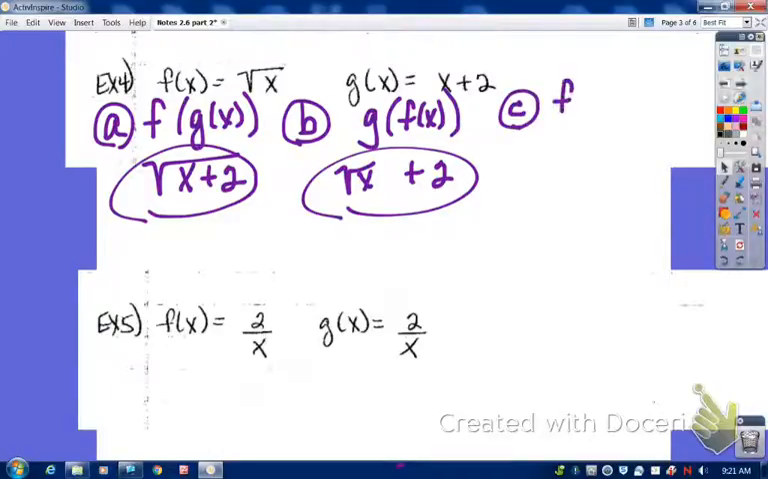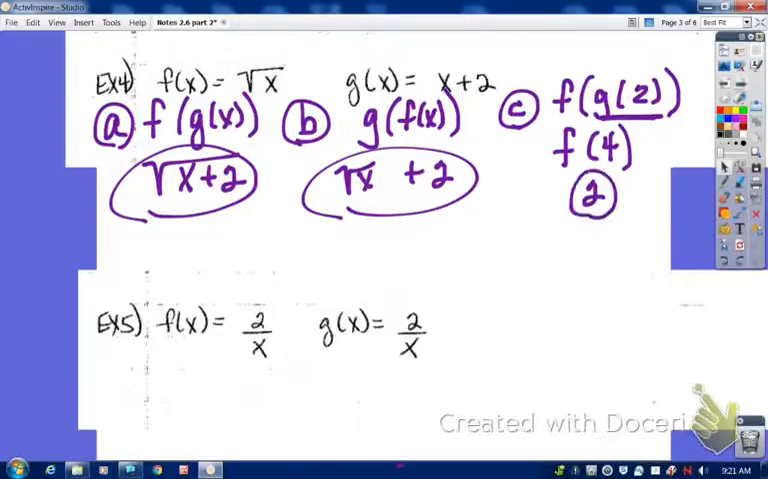Alright, and C says f composite g of, are we still under the same directions? Yep, 2. So this time we're actually going to plug in a number here. So we're going to do g of 2 first. So in your head, go to the g of x equation where the x is, put in 2, and simplify the function. What is g of 2? 4. And what is f of 4? 2. Alright. For the sake of time, we're going to omit number 5.